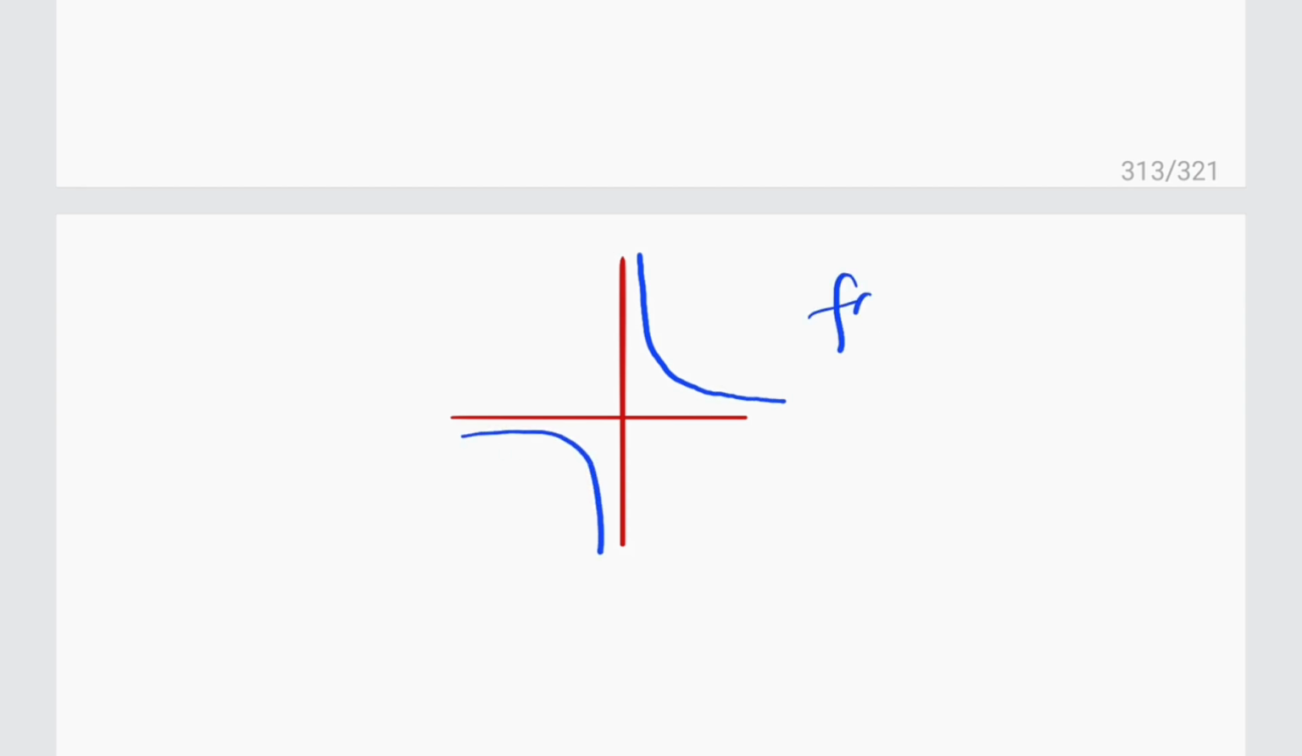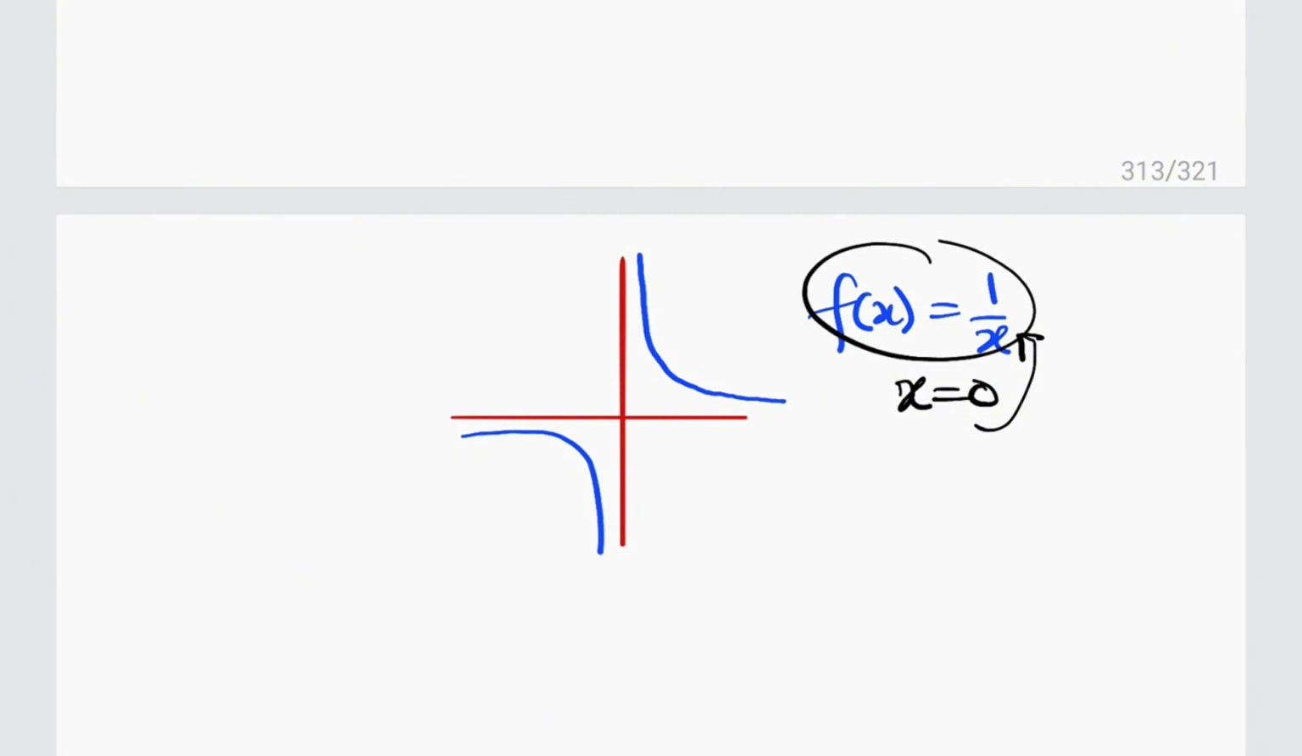For example, if I have a graph of 1 divided by x, this is how it looks, something like this, right? So this is the function 1 divided by x. If you pay close attention, talking about x equal to 0, can you see that if you plug 0 into the function, it is undefined? So this function is not continuous at the point where x is equal to 0.